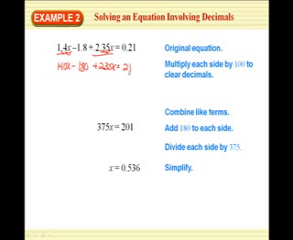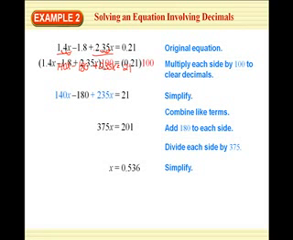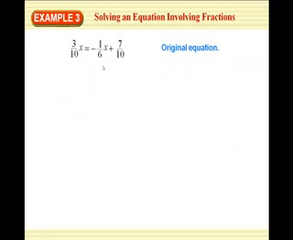Now you have just regular numbers to deal with. 140 plus 235. It just makes it easier as far as solving the problems. So there it is, and then you combine your like terms. Then you add the 180 to both sides and divide, and then it comes out. You can leave the decimals if you want, but it just makes it easier to do it that way. And we'll do some of those in the guided practice if you don't understand.